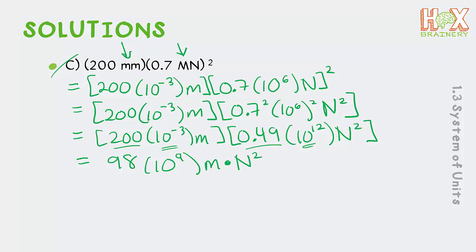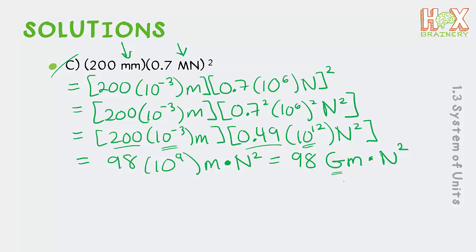Make sure you put the dot here so that you know it's meters times newtons squared and not milli newtons squared, right? So just be careful with that. And then this here I can rewrite as a prefix. So I have 98 gigameters times newtons squared. So that's it, that's the answer, and that's how I would do the problem.